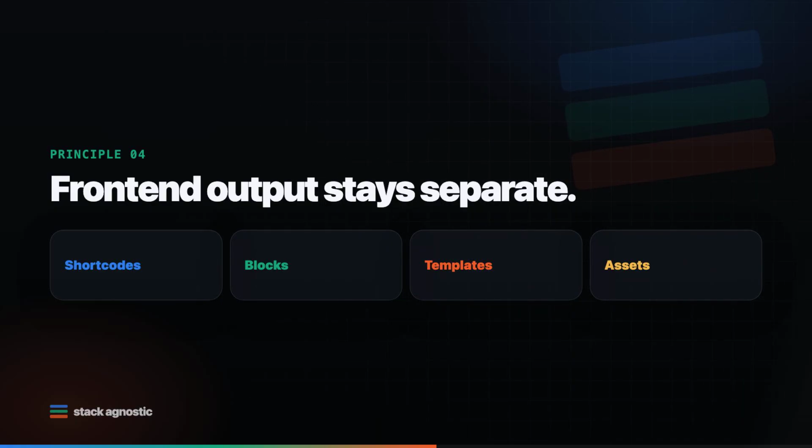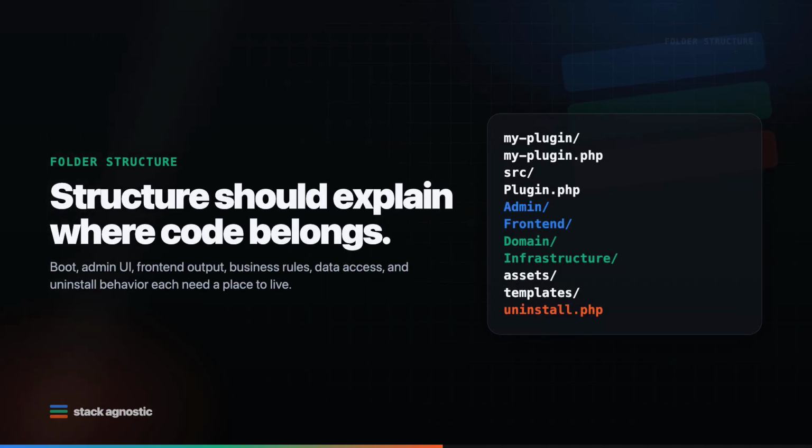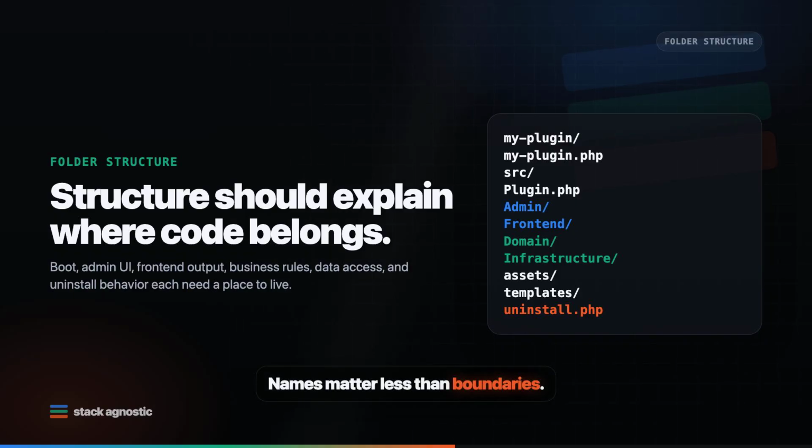For many plugins, a structure like this is enough. The main file boots the plugin, plugin.php wires the parts together, admin handles admin screens, frontend handles public output, domain holds the rules that are specific to the plugin, infrastructure handles WordPress options, custom tables, HTTP calls, queues, or third-party APIs. You can rename these folders. The names are less important than the boundaries.